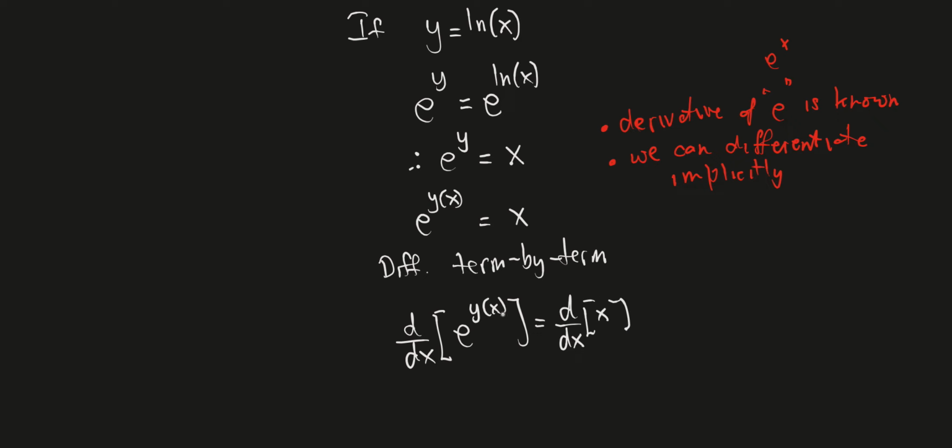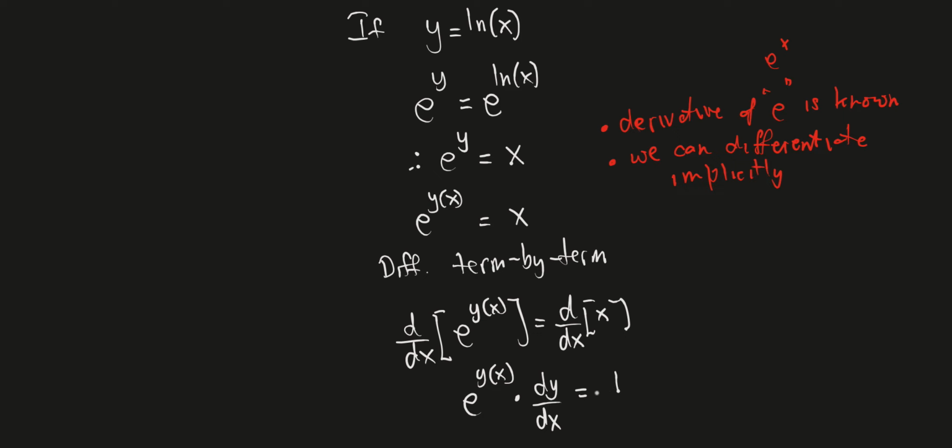But here I need the chain rule, because I don't have my basic e to the x. What I have is e raised to another function. So by the chain rule, I'm going to get back e to the y of x, but then I have to multiply by the derivative of the inner function, which is dy dx, and then that's equal to, well, the derivative of x with respect to x is 1.